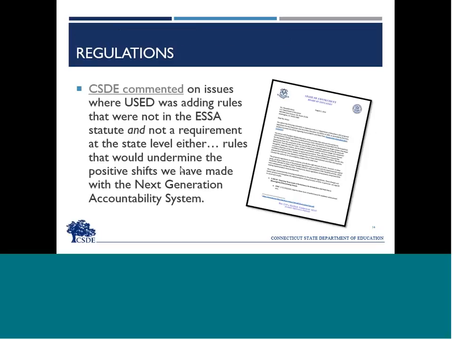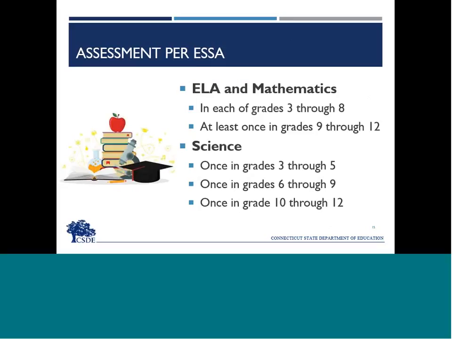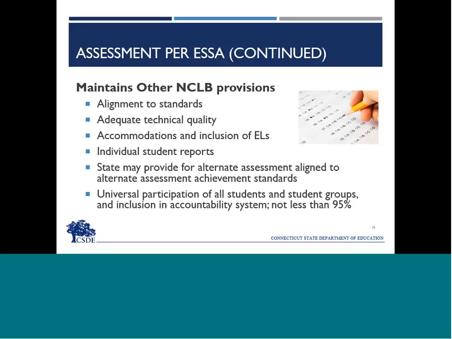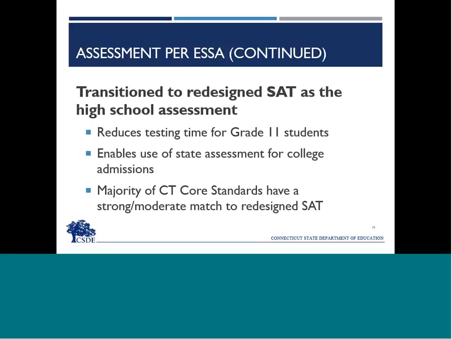Okay. In the interest of time, I see your next slide is about assessments, and I don't think there's a lot of changes here, are there? There isn't. So what you see on this slide is really the requirement within ESSA. This is identical to what was in NCLB in terms of the tested grades. ESSA also preserves several NCLB provisions like alignment to standards, technical quality, individual student reports, et cetera, things that you're used to seeing. ESSA also preserves universal participation of all students and student groups in the assessment and inclusion of participation rate in the accountability system with the same NCLB standard of not less than 95%. That is also maintained in ESSA.